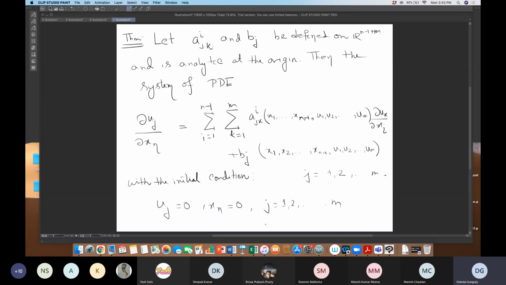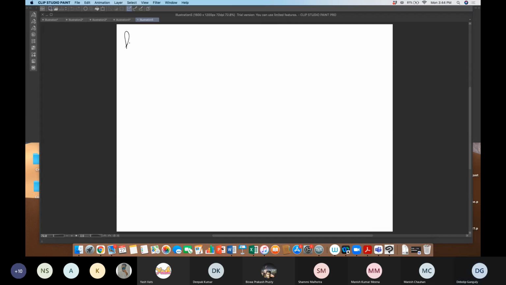That means this plane, let's say this is R^{n-1}, this is x_n positive, this is the plane x_n equal to 0. Along this plane, u_j's are given to be 0, and the system has a unique real analytic solution in a neighborhood of the origin. Is that clear?